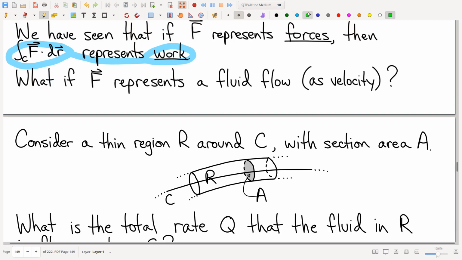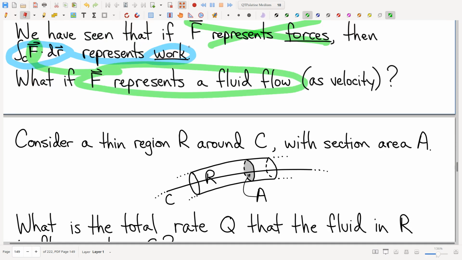However, do keep in mind, this assumes that the vector field in question represents forces. That's not always the case, right? Not every vector field we write down represents forces. Some of them do: electric fields, gravitational fields, yeah, sure. But sometimes the vector field represents a fluid flow, not a force. No force is involved.